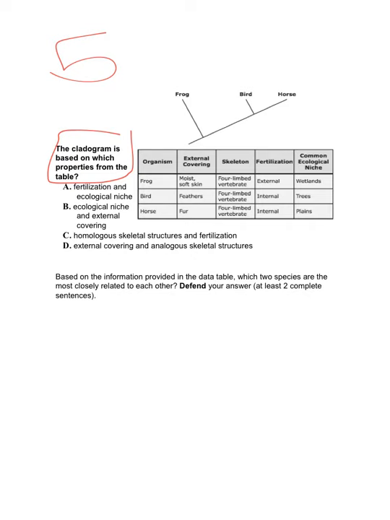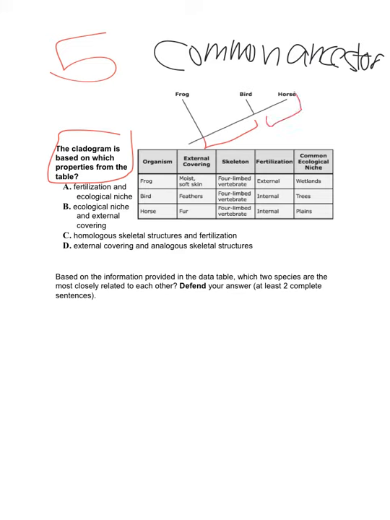So again, this is my cladogram, the picture up here with the frog, bird, and horse. This tells me that these organisms are all related, okay? Or in other words, they all have a common ancestor. Now, how much space is between two organisms like this and this and this and this can tell me how closely they're related. The less space between them, the more related they are. The more space between them, the less related they are.